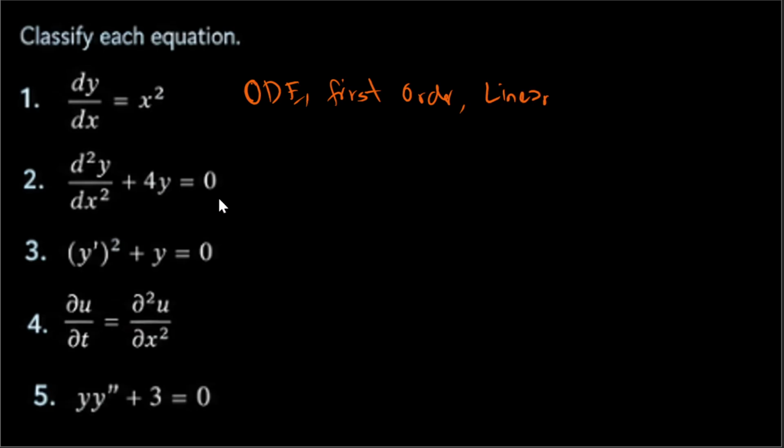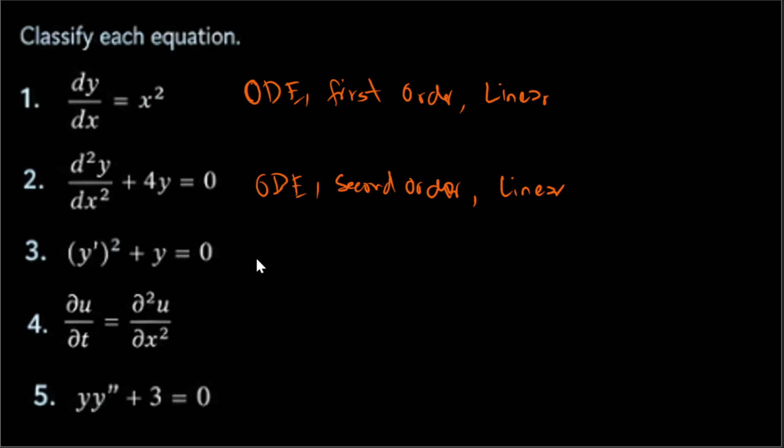Okay, then the next one. This is an ODE, or ordinary differential equation, because there is only one independent variable, which is x. This is second order because we have a second derivative. And this is linear because your y here is not raised to 2, but only raised to 1. This is also raised to 1. So this is linear.